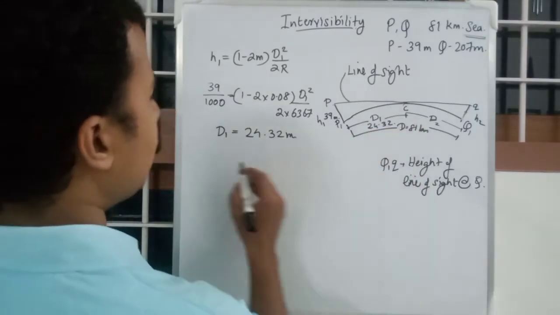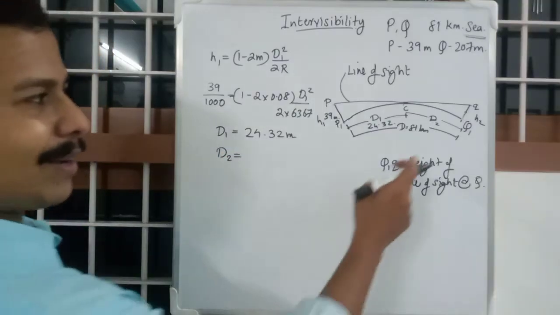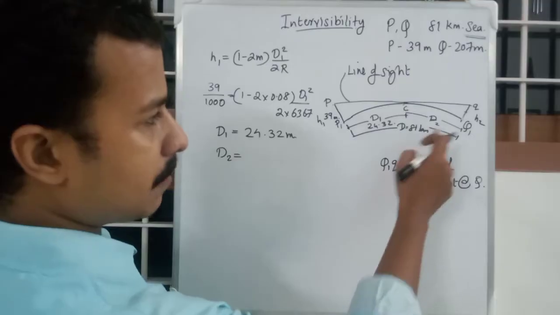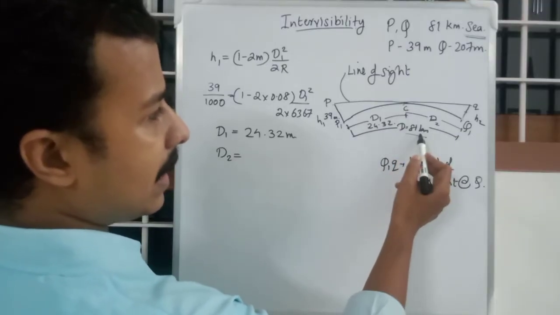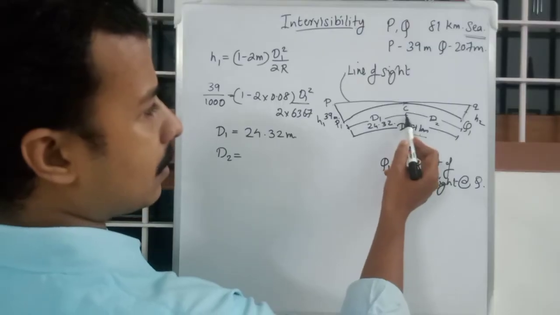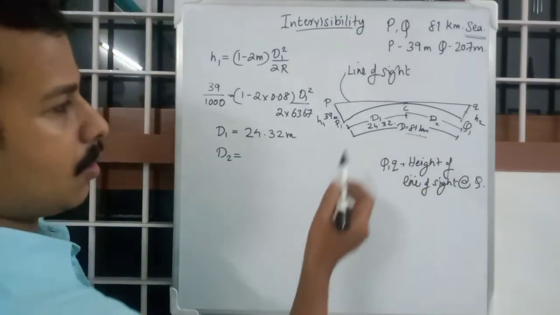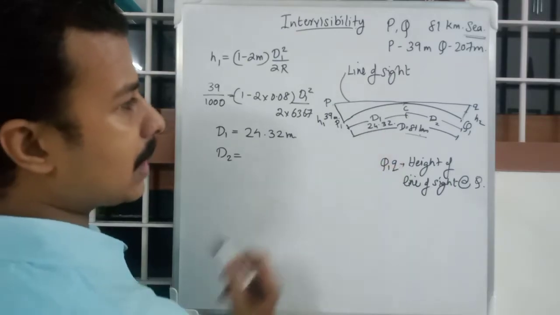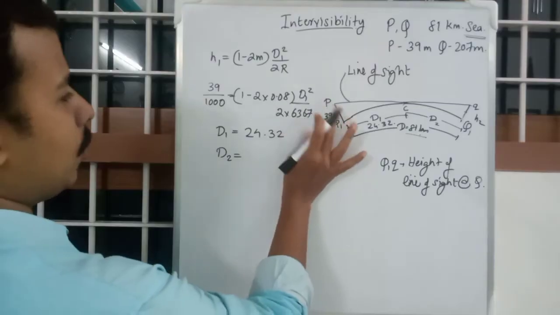Now what is d2? How can you calculate d2 from this figure? The total distance is D, that is 81 kilometers, and the distance from P to C we calculated as 24.32 kilometers.